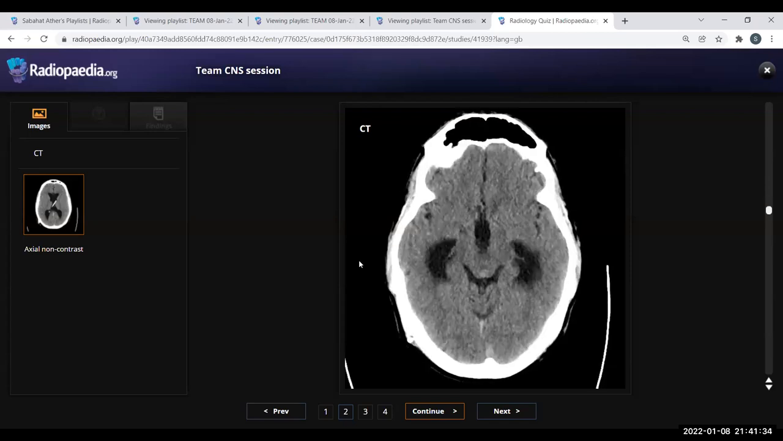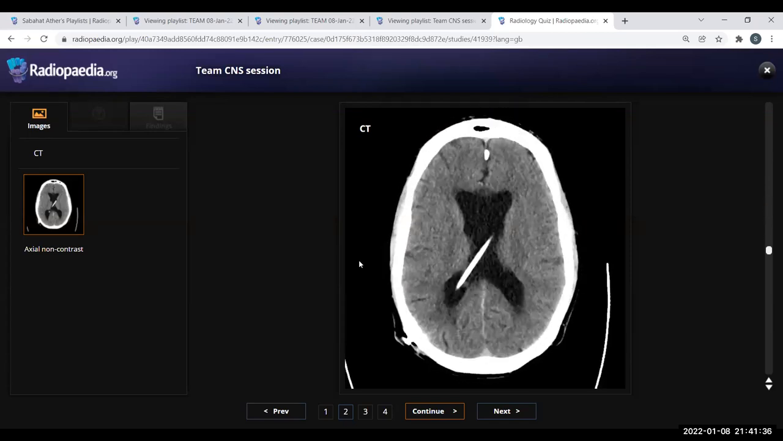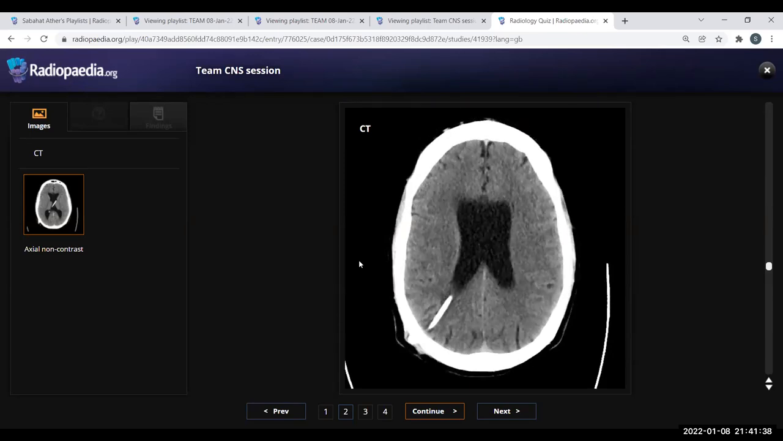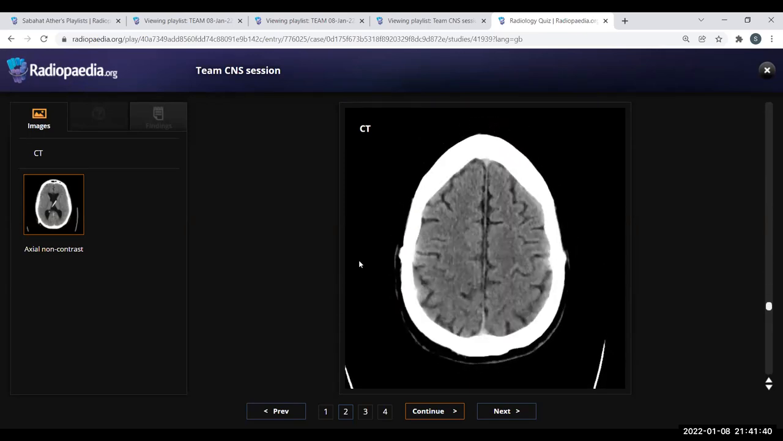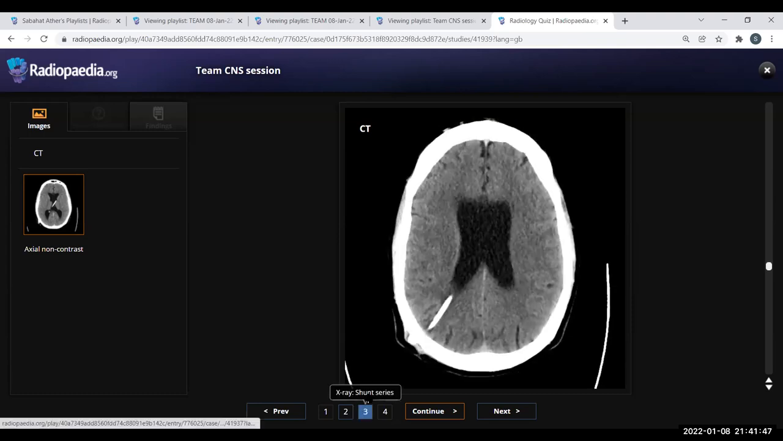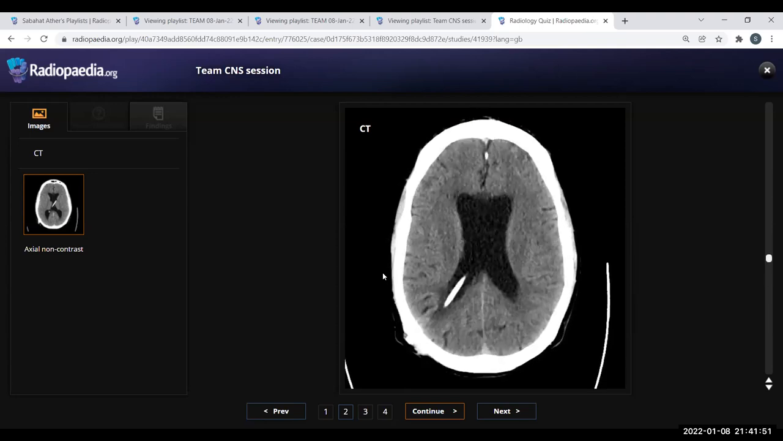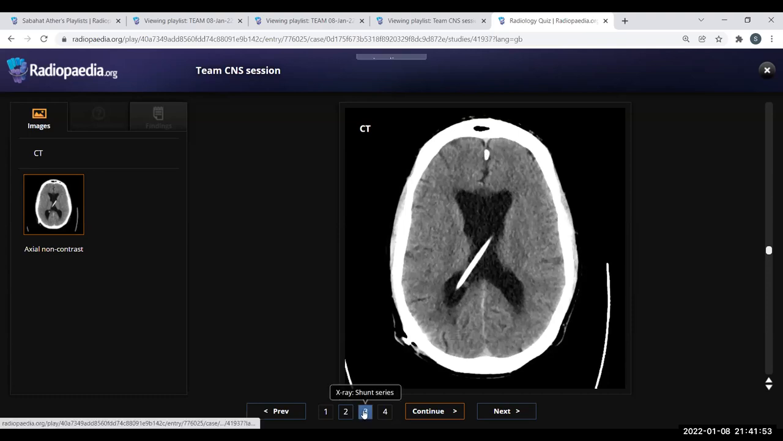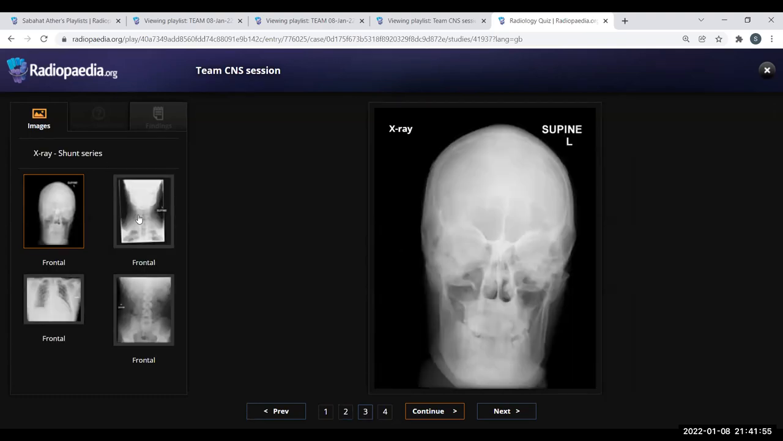I have no idea about that. Anything with radiological aspect? What will we do after CT, Dr. Ashwini? MRI. So MRI is of no help here. So we can do this shunt series. Please proceed to the next. Okay.